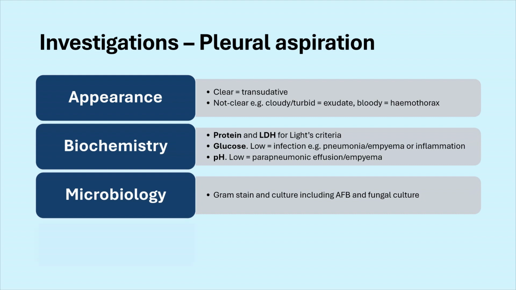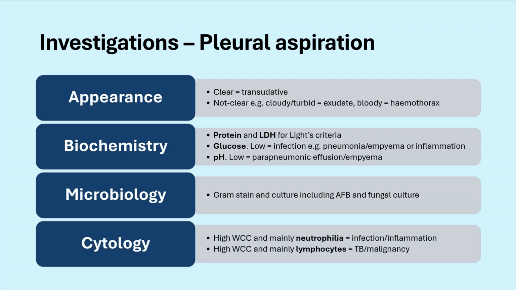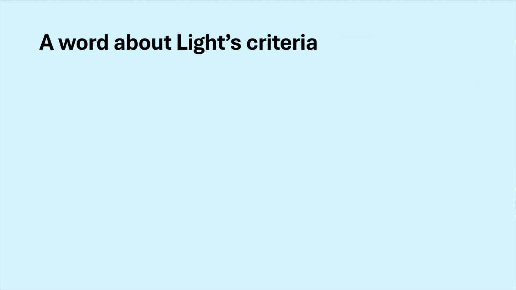And in terms of cytology, how it looks under the microscope, or what kind of cells it grows, can also be used to aid diagnosis. If it's neutrophilia predominant, then it would be more in line with infection or inflammation, whereas if it's lymphocyte predominant, it could suggest TB or malignancy. So what is Light's criteria?